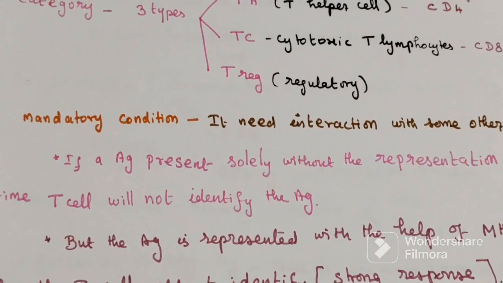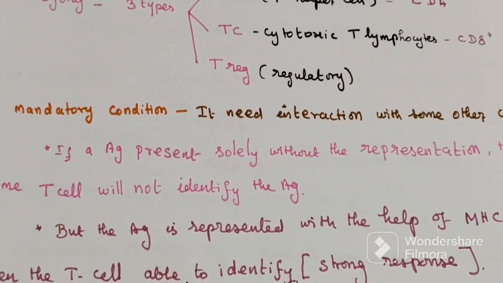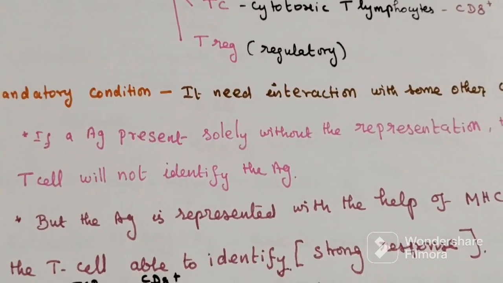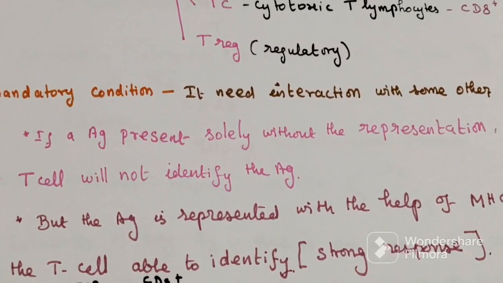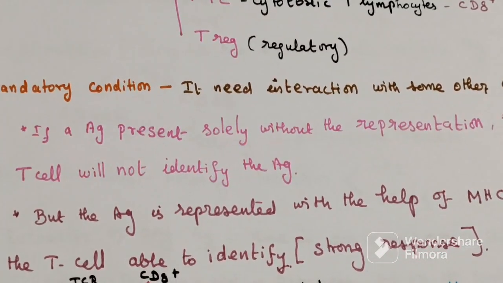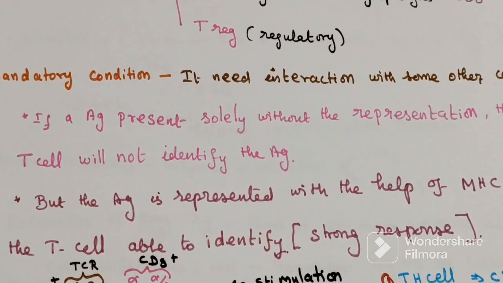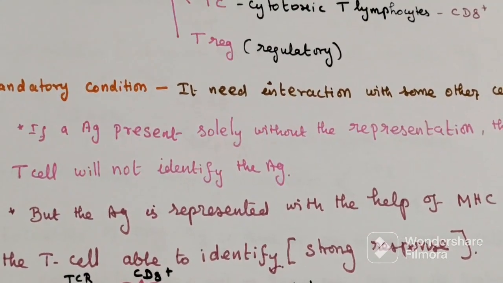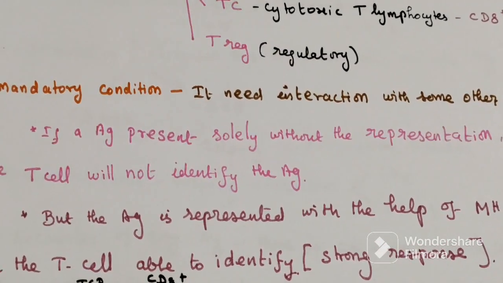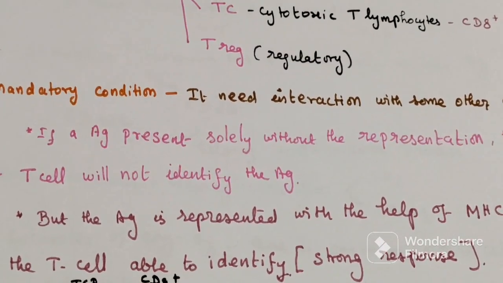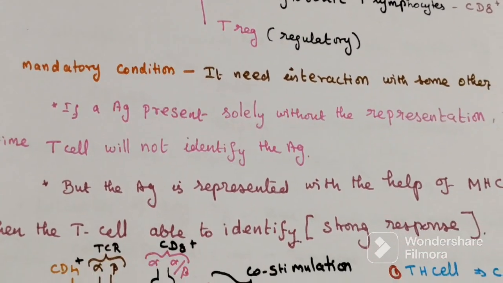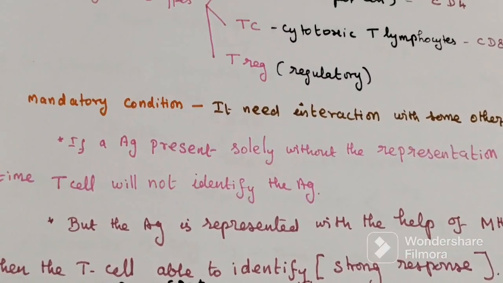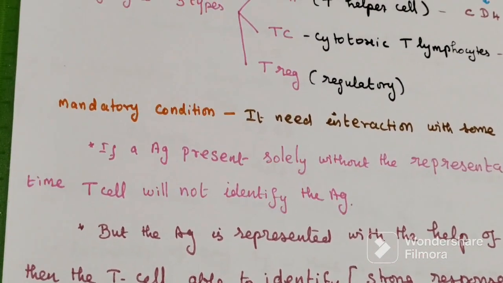That's why T cells can identify the antigen with MHC molecules only. So this is one mandatory condition: T cells will work in the presence of the MHC complex only. In the absence of MHC, the T cell does not attack that particular antigen. With MHC, it provides a strong response towards that antigen.